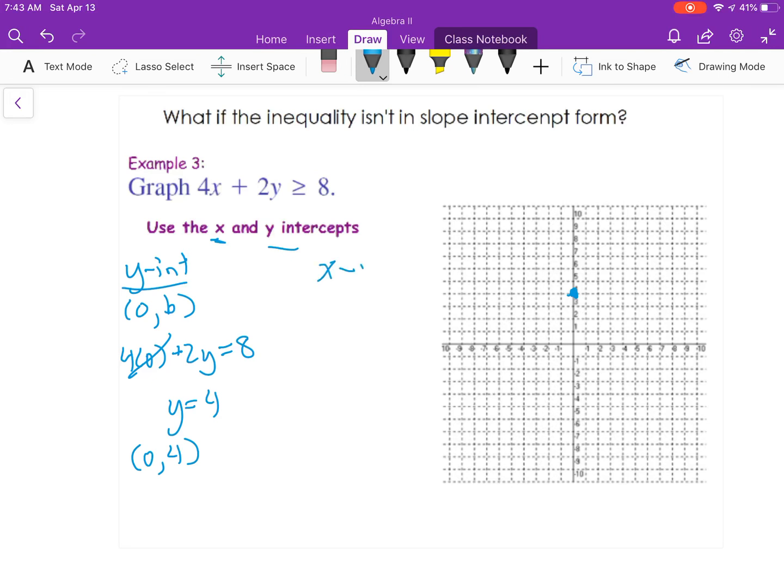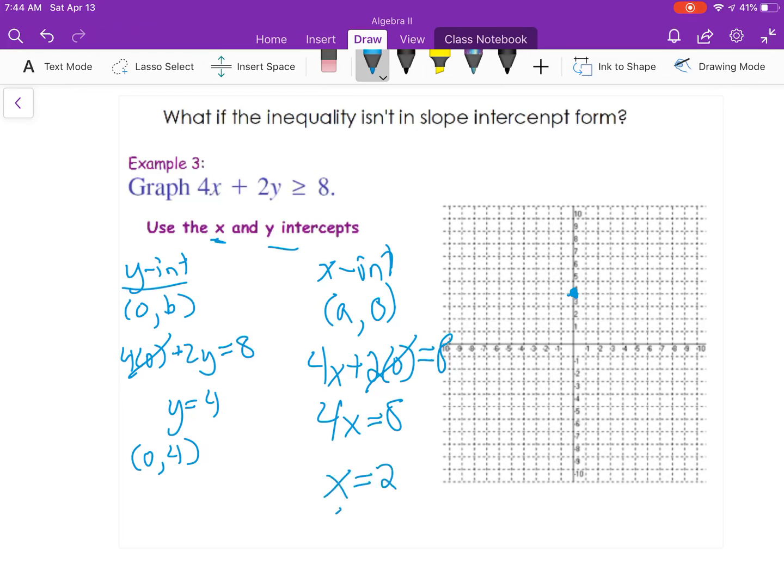If it's the x-intercept, it's actually kind of the flip-flop of that. So I'll use a for my x-intercept, and I'll put 0 into y. So now 4x plus 2 times 0 is equal to 8. That's going to go away. I've got 4x equals 8. x is equal to 2. So now on the x-axis, I have (2, 0).